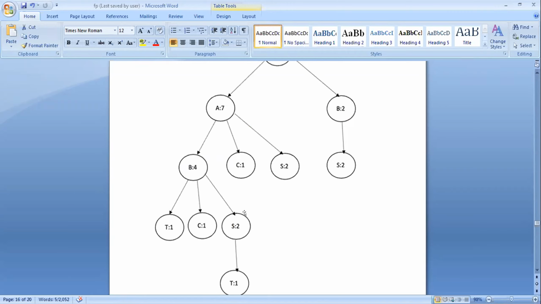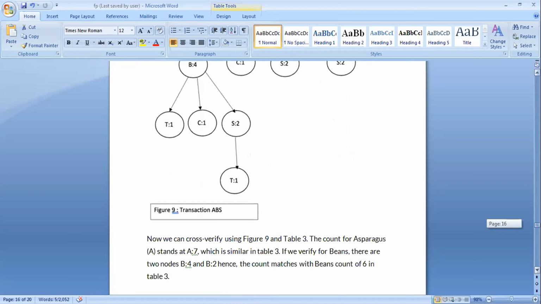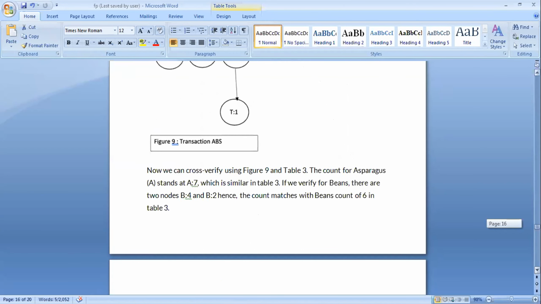and S appears 6 times. That is the item table: A item is repeated 7 times, B item 6 times, S item 6 times, and C item 2 times, and T item is repeated 2 times. This is how finally you construct the FP tree.